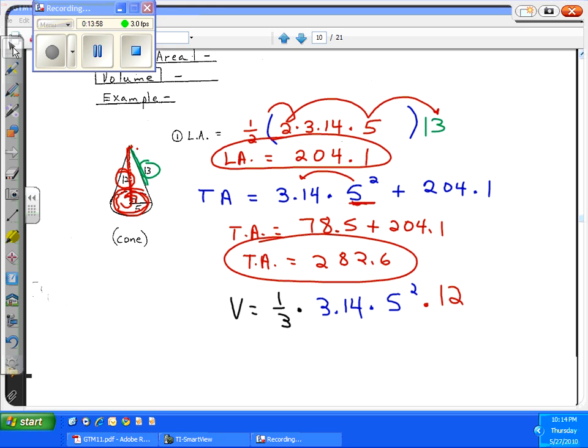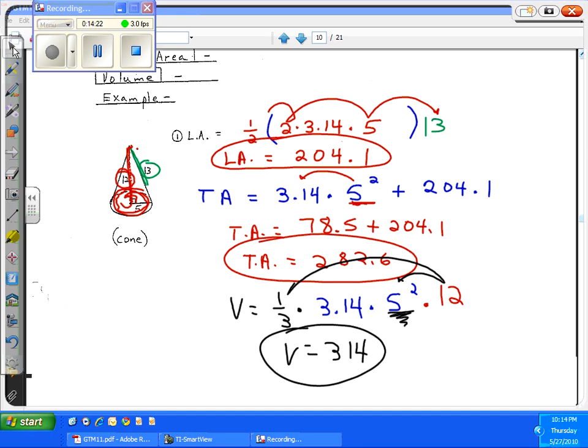But it's not a prism, it's a pyramid. So it's 1/3 of what it would have been had it been a prism, see? So there's where the third came in. So 1/3 of 12 is 4. 4 times 5 squared. 5 squared is 25. Times the 4 is 100. 100 times 3.14 is 314 for volume. Okay? Any questions so far? Okay?